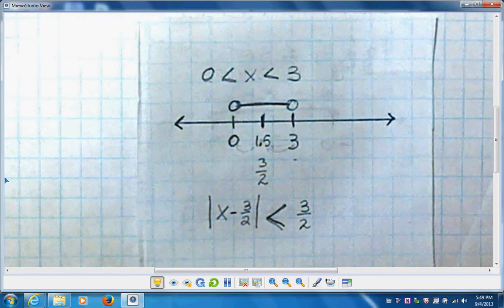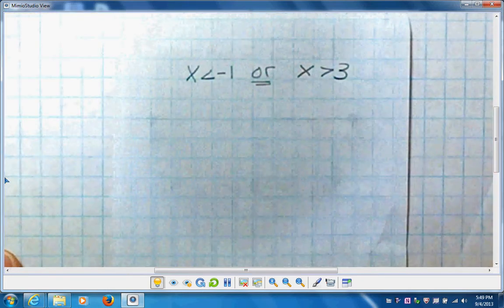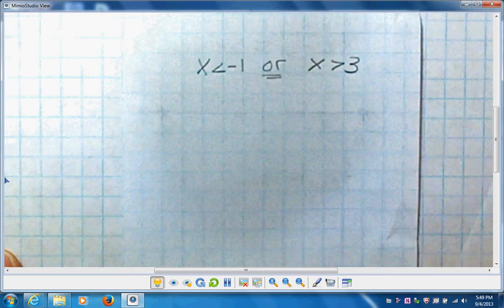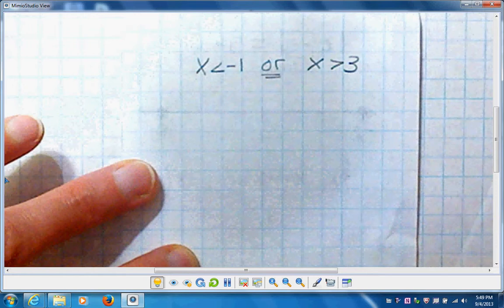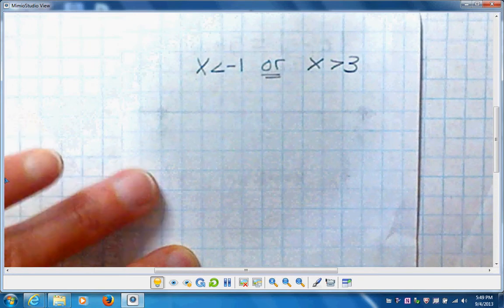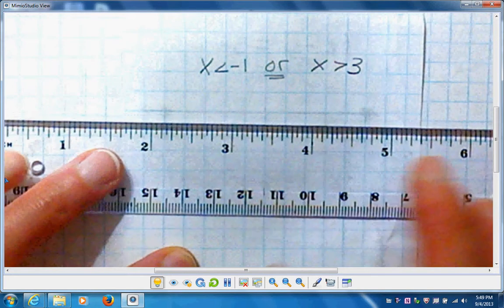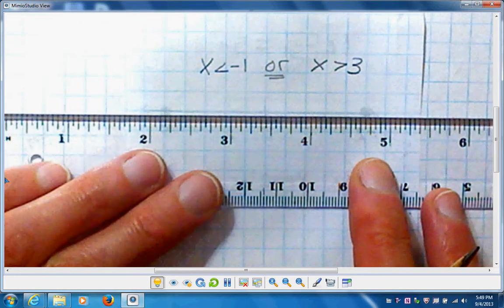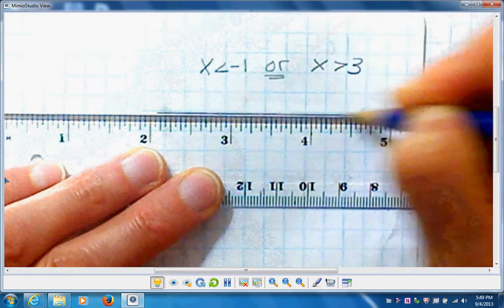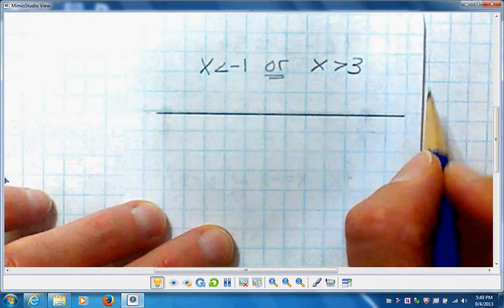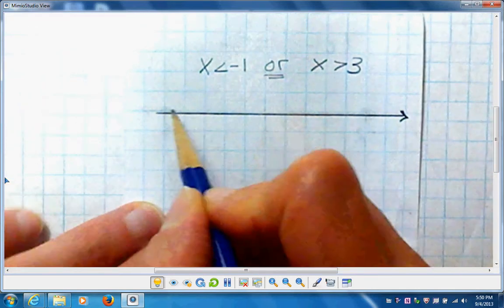Compound inequality. Compound usually means 2, but it can mean more than 2. It can just mean a couple things put together. So once again, what do you think I'm going to do? I'm going to draw a number line because I just can't figure this out any other way. I have to see it. Once I see it, then I can figure out what's going on.